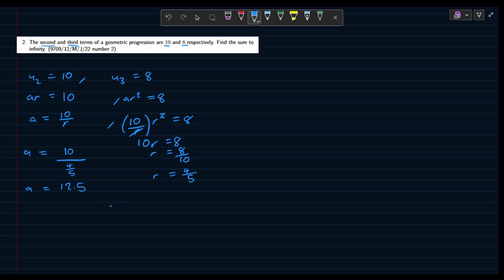So now that we have both a and r, we can find the sum to infinity. The sum to infinity is equal to a over 1 minus r. So sum to infinity is equal to, our a is 12.5, and this is over 1 minus 4 over 5. Okay, so let's punch this into the calculator. That's 12.5 over 1 minus 4 over 5, and that gives us 62.5, and that's our final answer.